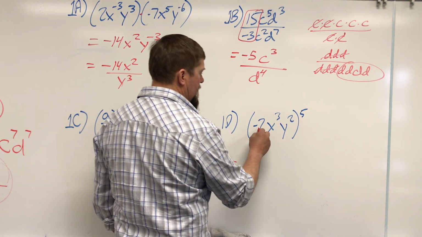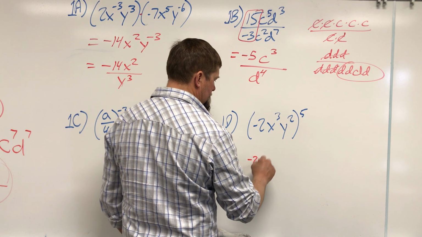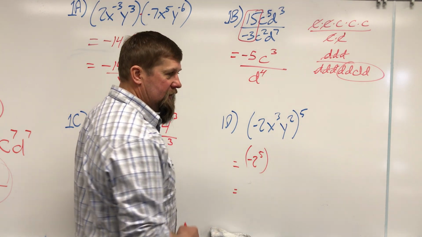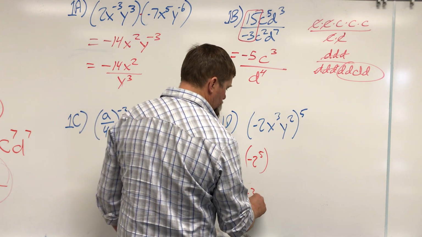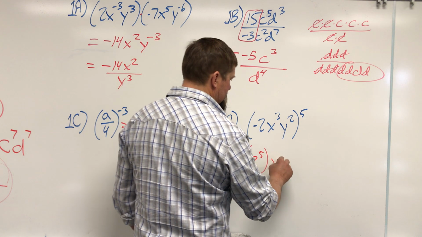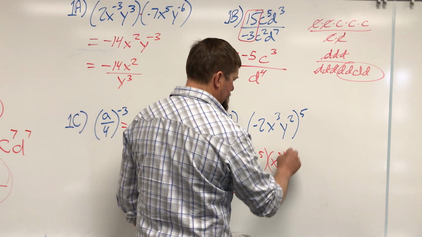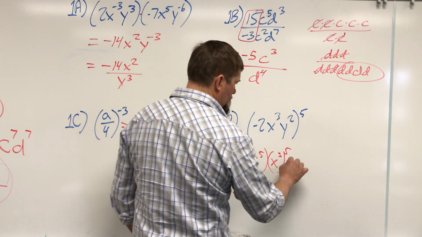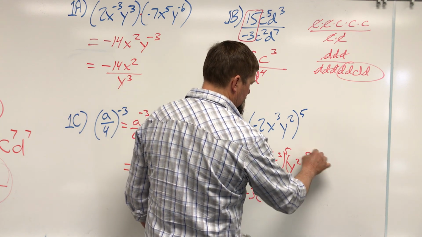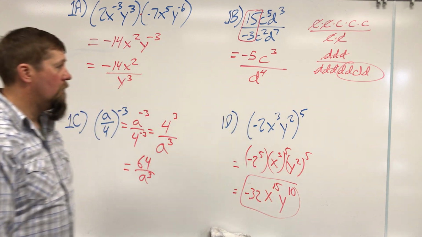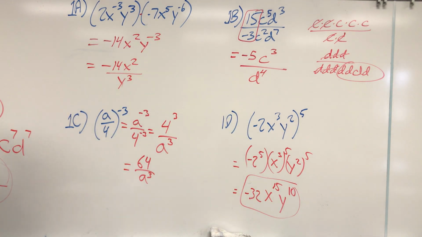1D, we've got negative 2 to the fifth, which if we did that, it would be negative 32. We've got x to the third to the fifth, which is x to the 15th, and then y to the second to the fifth, or y to the 10th. That is simplified form. Now, that is 4 problems.